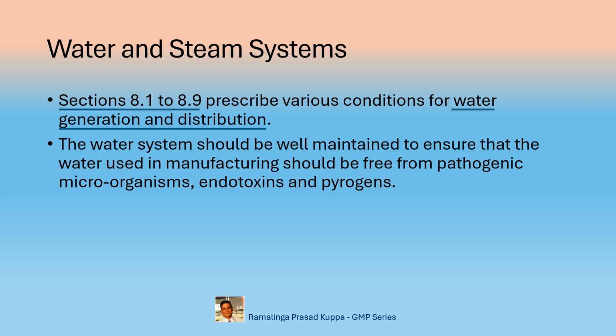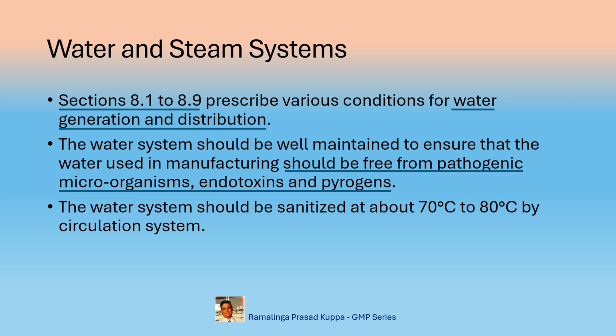The water system should be well maintained to ensure that the water used in the manufacturing should be free from pathogenic microorganisms, endotoxins, and pyrogens. For sterile products manufacturing, these conditions have to be maintained always. The water system should be sanitized at about 70 to 80 degrees Celsius by circulation system. This is the best option for sanitization of water storage and distribution system. For generation system, hot water circulation may not be possible always. It may be necessary to use chemical sanitization methods.